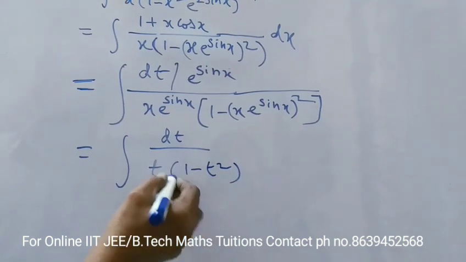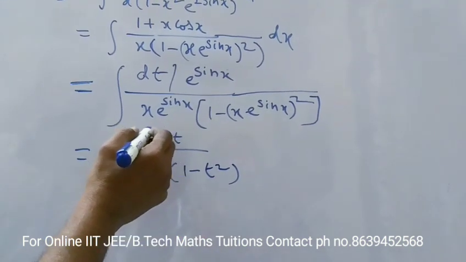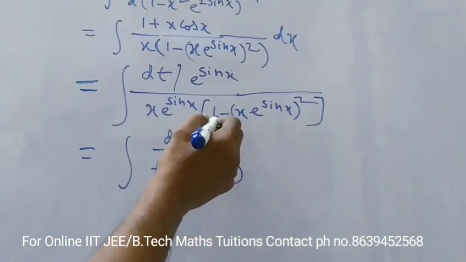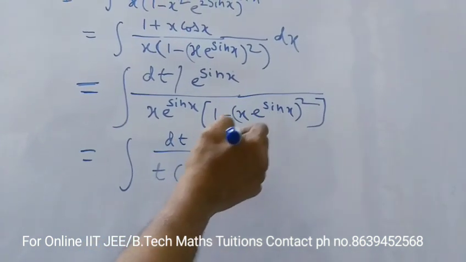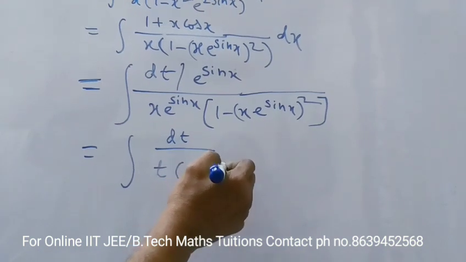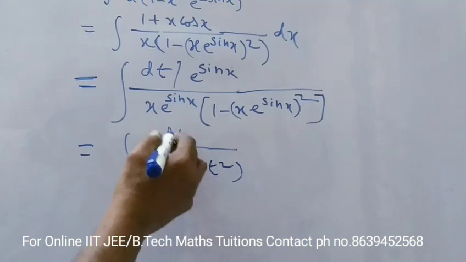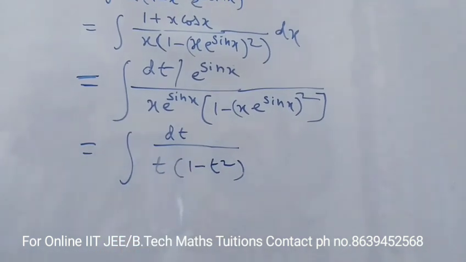T of 1 minus t square. Here x into e to the power of sin x is t. 1 minus t square becomes 1 minus x into e to the power of sin x, which is t already taken, so it becomes t square, t whole square. That means here t square dt by this.